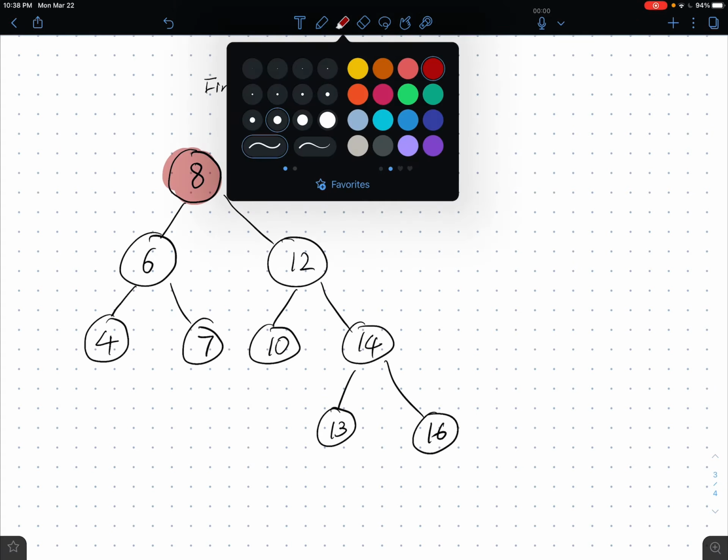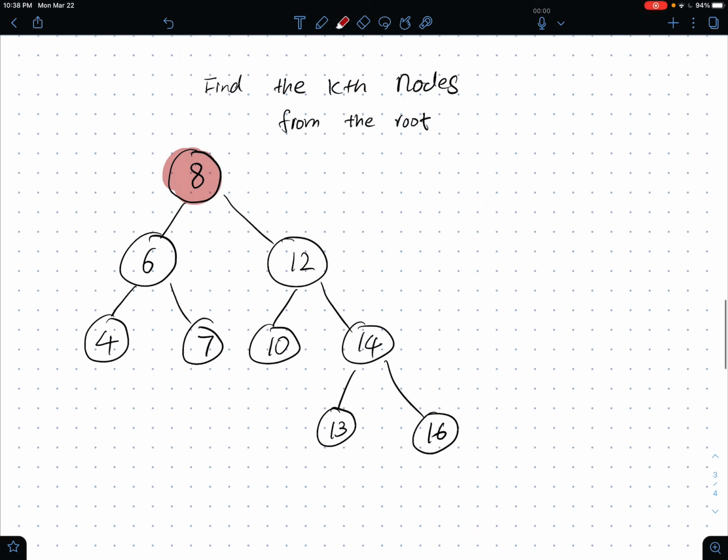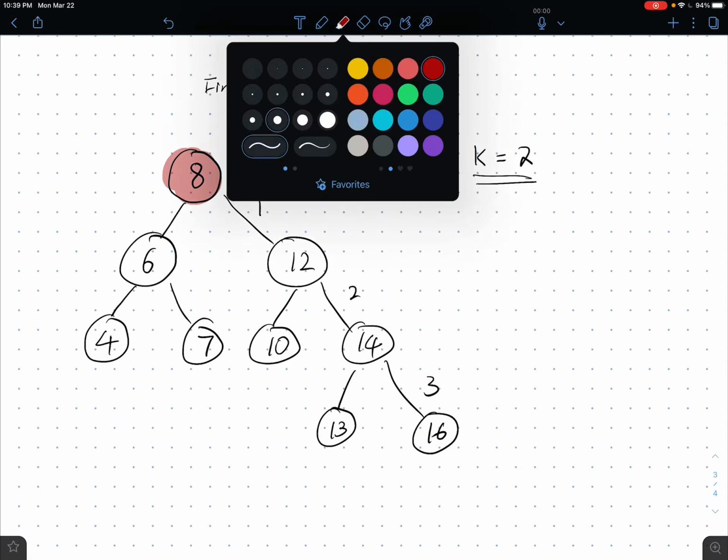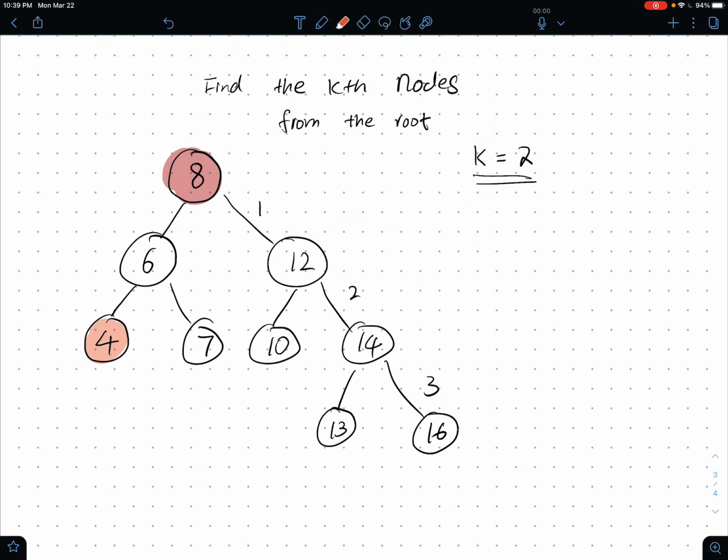So this question is about depth. So we have 1, 2, 3. This is the k, right? Let's say if k equals 2, that means 2 distance away from the root, which are those nodes: 4, 7, 10, and 14.